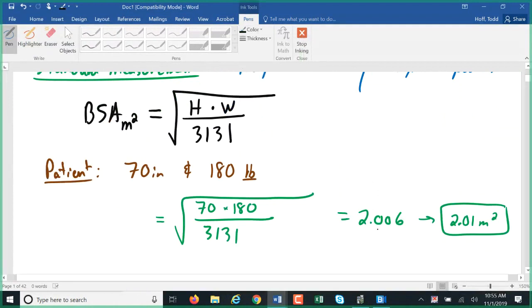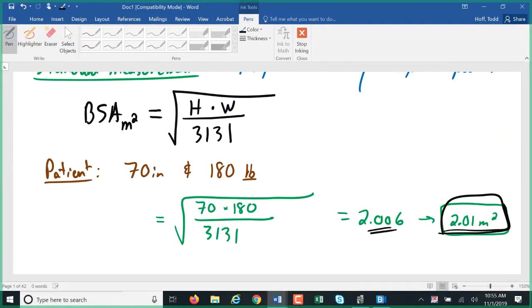Did everybody get that 2.06 or 2.006 or 2.01 meters squared? Anybody need help to get their calculator to do that? Good.